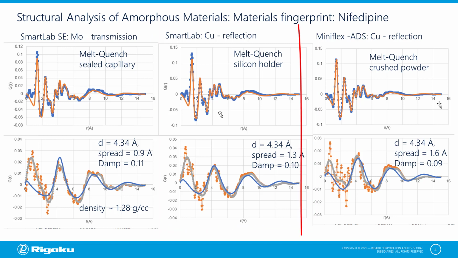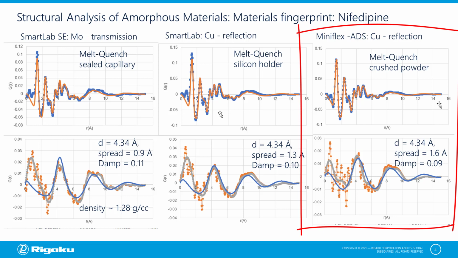And the final data shown on the right-hand side, this was collected using Miniflex with automatic divergence slit, reflection again, copper radiation. But now the melt quenched glassy material was crushed to render it into a powder. So this was measurements in theta to theta geometry on a powder. And despite the different sample prep approaches, the packing function again is very, very similar. And the mean D value of that paracrystalline packing is unchanged across all of the models.